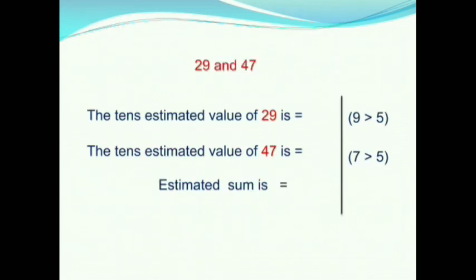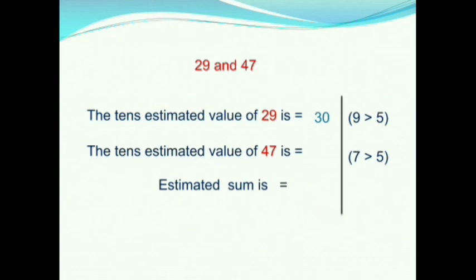Now we should find the estimated value of 29. In the units place we have 9. 9 is greater than 5. So we will write 0 in the units place and add 1 to the tens place. 2 plus 1 is equal to 3. So the estimated value of 29 is 30.